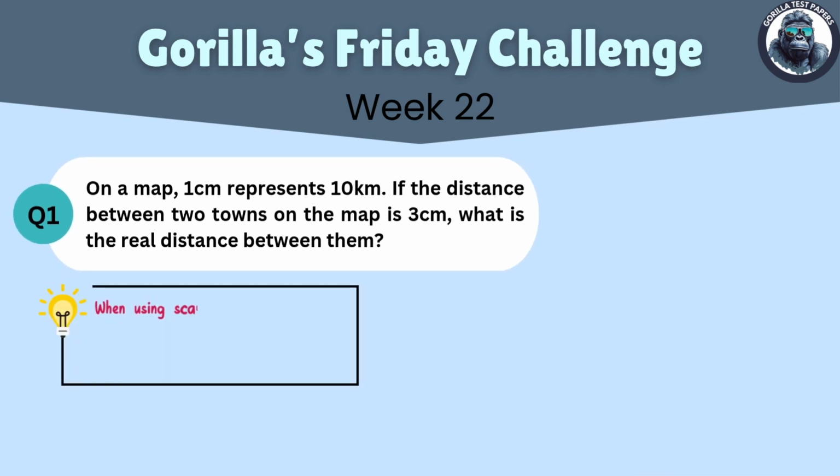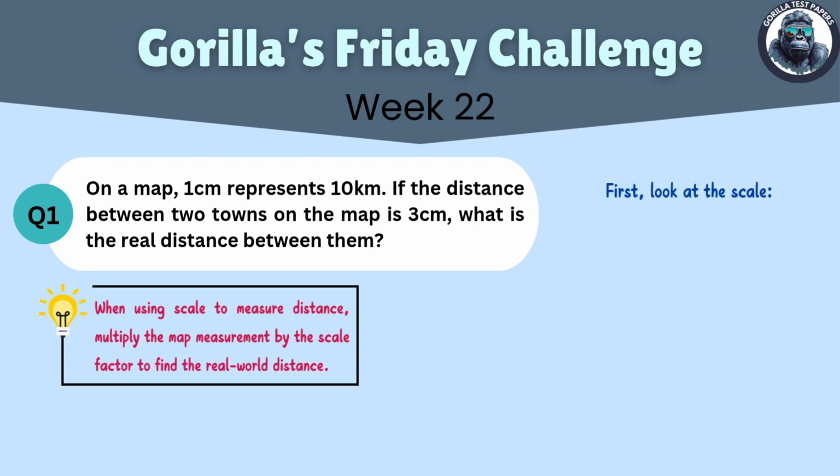The learning point for this question is that when using scale to measure distance, multiply the map measurement by the scale factor to find the real world distance. So first, let's look at the scale, which is 1 centimeter equals 10 kilometers. This means that for every 1 centimeter on the map, it represents 10 kilometers in real life. And for this question, the map shows a distance of 3 centimeters between the two towns.